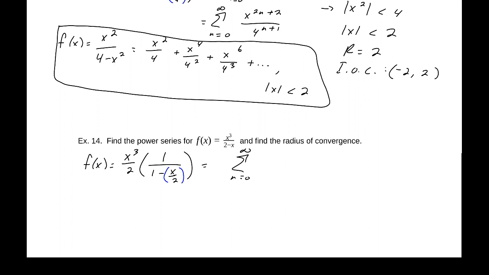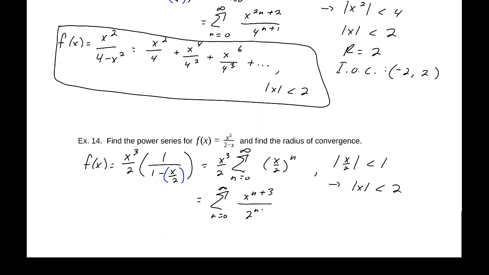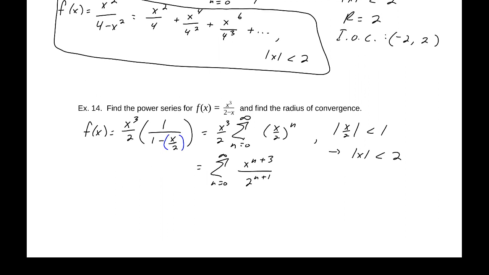Now again, that looks very much like our geometric formula. So n equals 0 to infinity. I'll leave the x cubed over 2 here, and that would be x over 2 to the n, as long as the absolute value of x over 2 is less than 1, which would imply absolute value of x is less than 2. All right, so let's go ahead and rewrite this. That is the sum of n equals 0 to infinity of x to the n plus 3 over 2 to the n plus 1. Okay, again, for absolute value of x less than 2.